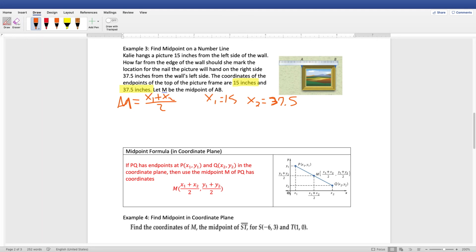So now we plug it into the equation. We have 15 plus 37.5 divided by 2. We simplify the numerator. We get 52.5 divided by 2 for a final answer of 26.25. That is my midpoint of A to B.